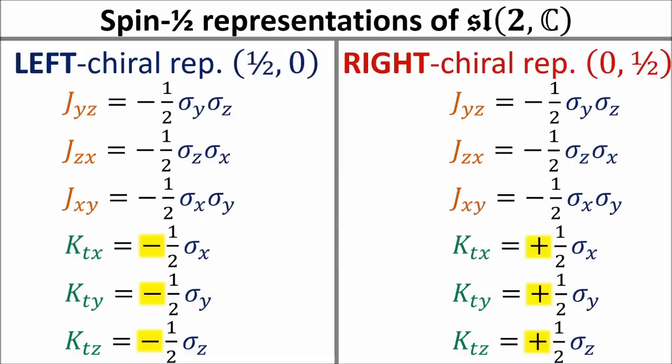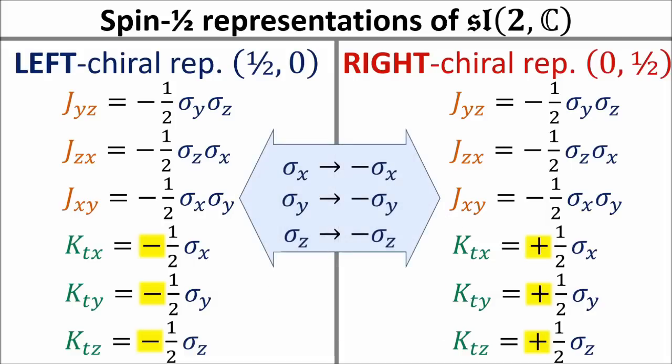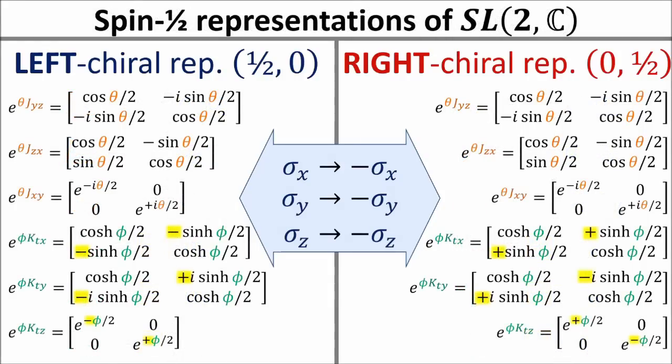However, we can swap between these two representations by changing the signs of all the sigmas. The rotation generators are unchanged since the two negative signs cancel, but the boost generators do change sign. So we can think of the left and right chiral representations as being related to each other by reflecting the universe in a three-dimensional mirror, where the x, y, z coordinates are all sent to their negative versions. The same rule applies to the SL2C Lie group matrices that we get by exponentiating the generators. The rotations are the same, but the boosts have their signs reversed.